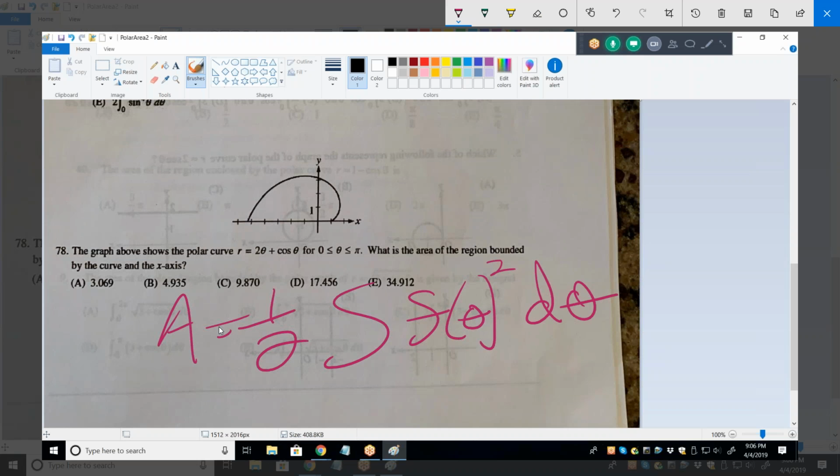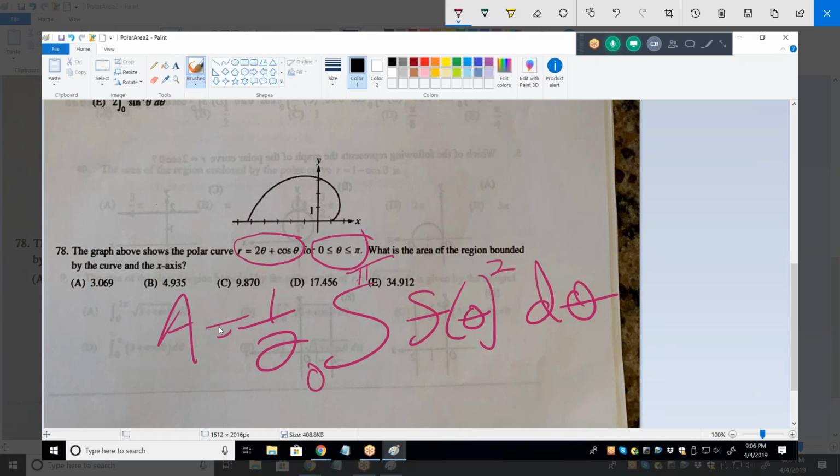Well, we know what the function is. Right. And we know what the radial lines are. Wouldn't the radial lines be from 0 to pi? Exactly. That's why I thought it was a trick question. It's too easy.